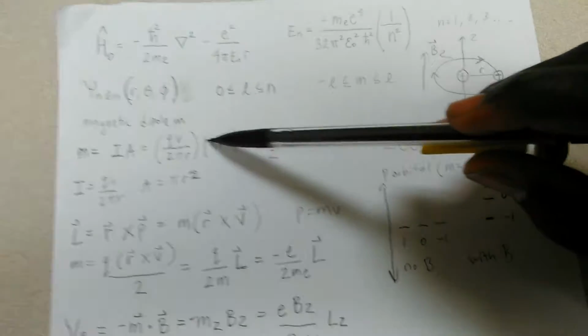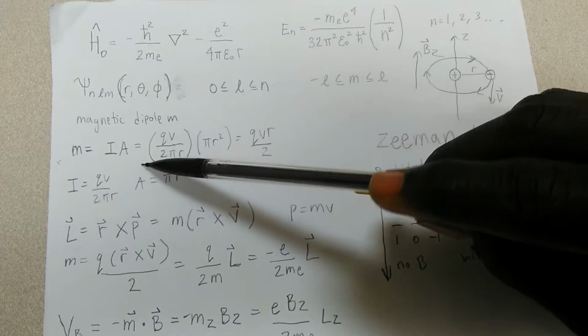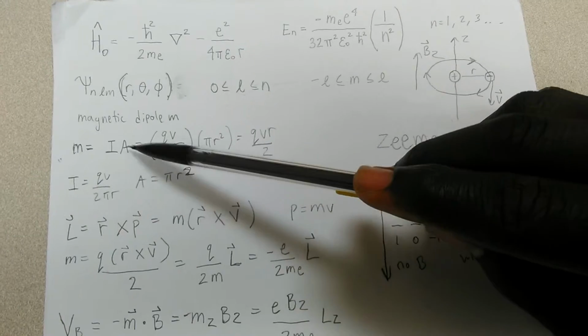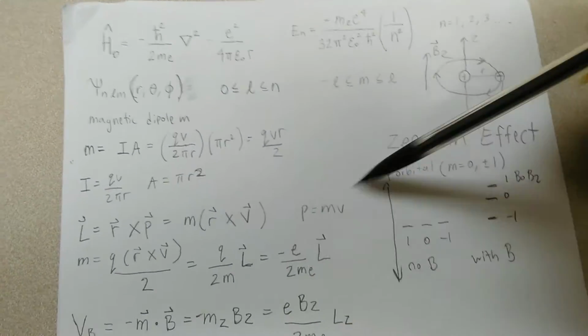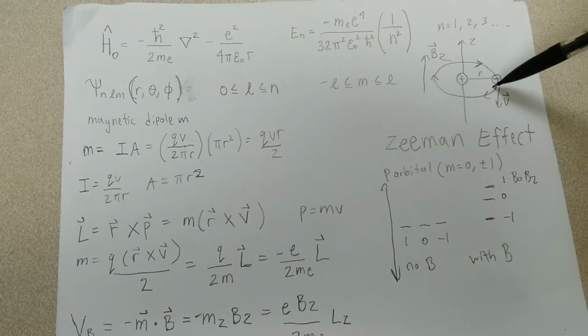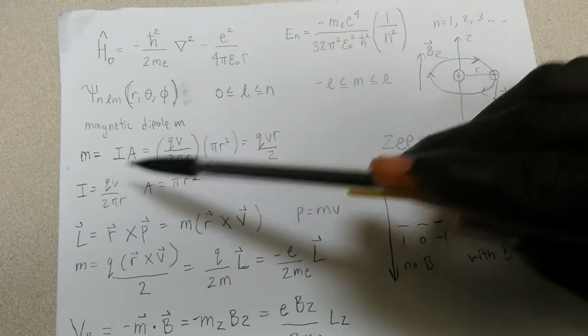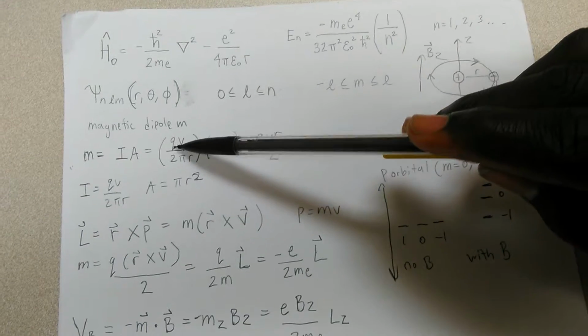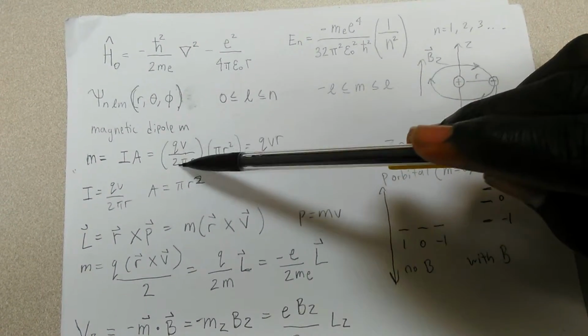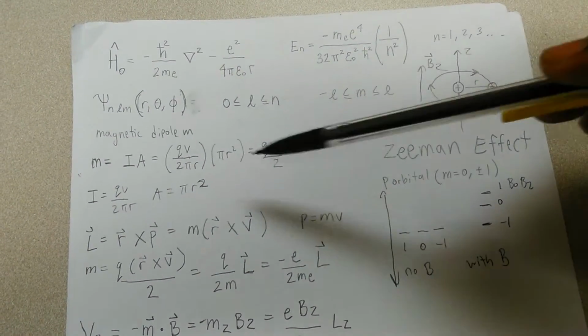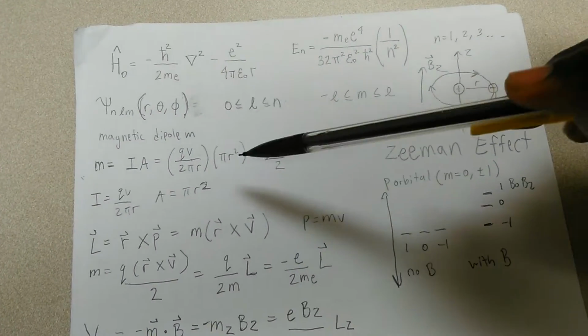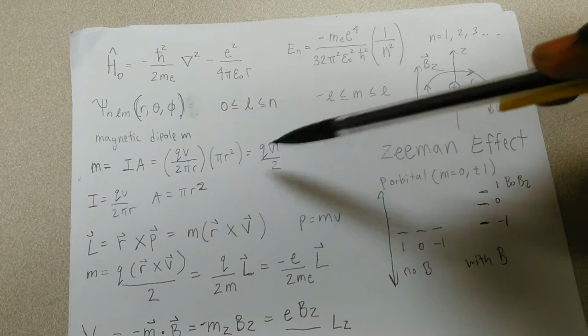So we know from classical physics that the dipole moment is proportional to the current times the area. And in classical physics, if you have an electron going around a proton, then the current would be equal to QV over 2 pi r, where 2 pi r is the circumference, times the area, which is pi r squared. So you get this QVR term.